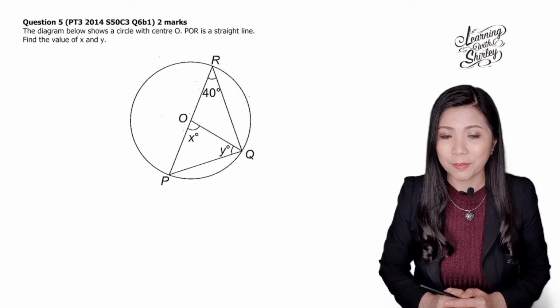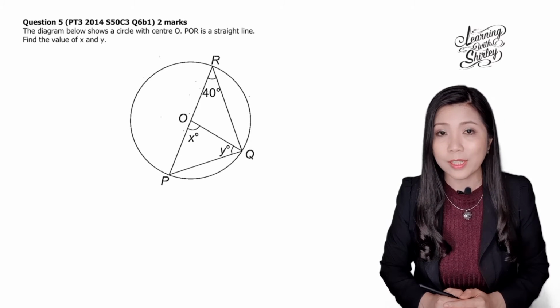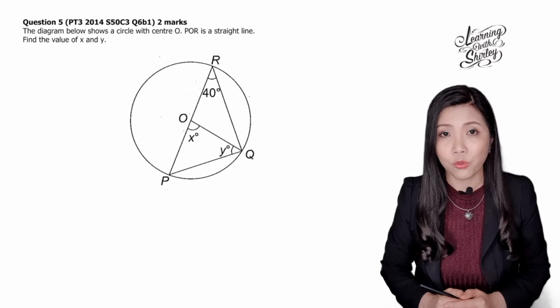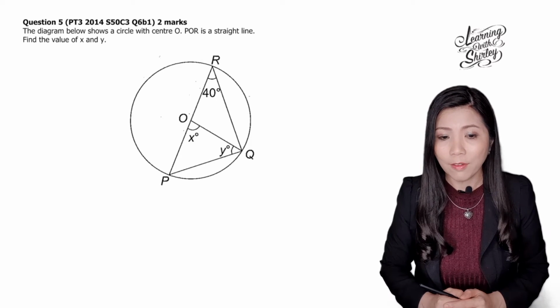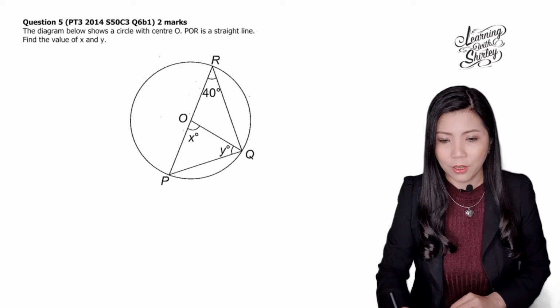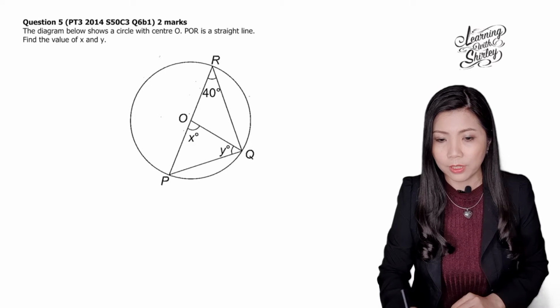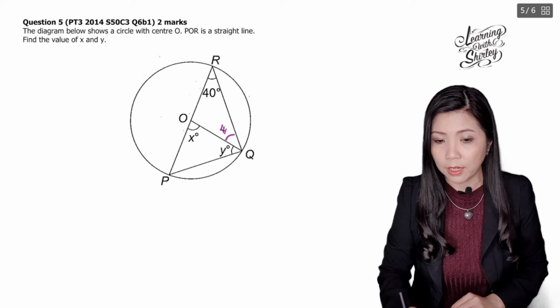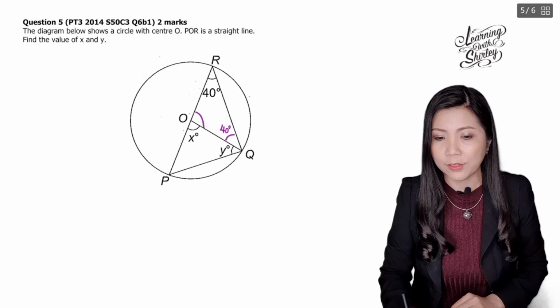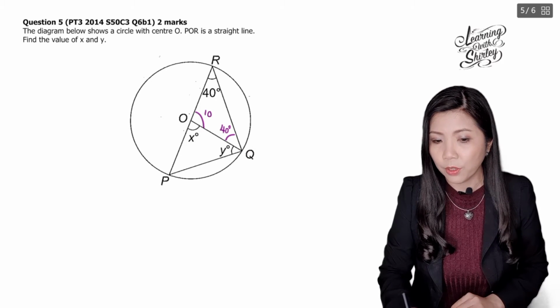Let's look at question number 5. The diagram below shows a circle with center O. POR is a straight line which is a diameter. Find the value of X and Y. We know that this is 40, so therefore here is also 40 degrees. We can find this by using 180 minus 40 minus 40, so we get 100 over here.